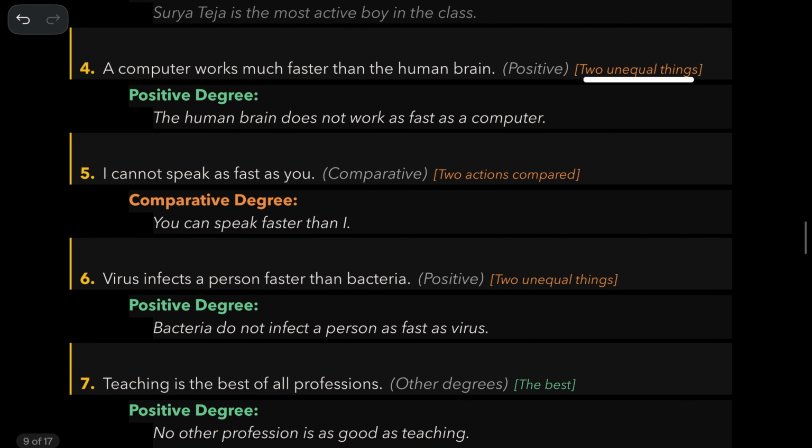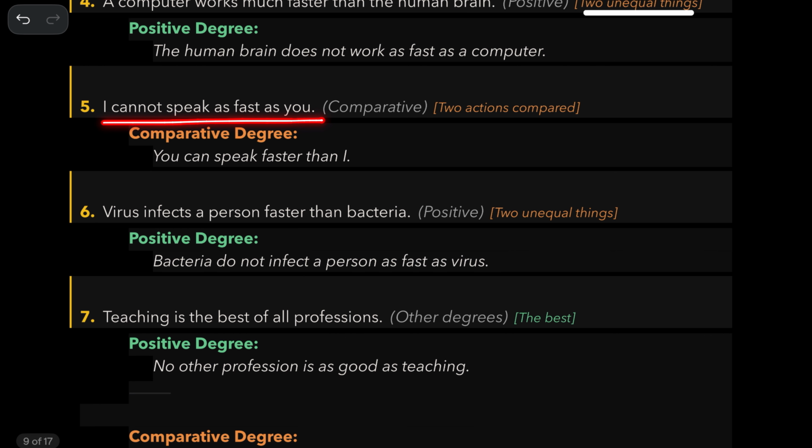Okay, so next one. I cannot speak as fast as you. So two actions are compared here. You cannot speak faster than I. You may feel like writing me, but don't write it. In the examination you just write I. So this means actually I am, it is understood, not mentioned here. So this is like a conjunction. You can speak faster than I can. See, can here also, can actually, not am. So you can speak faster than I can is understood here. So I is the answer you are expected to write, not me.